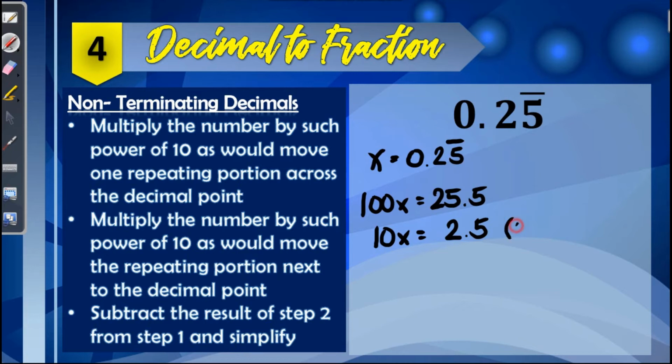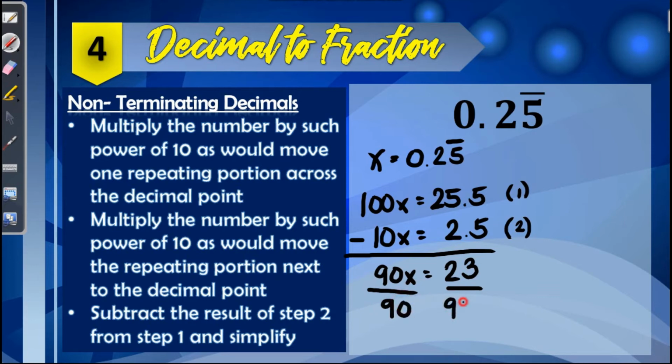So this is the step 2 and this is the step 1. Subtract the step 2 from the step 1. So we will just simply put a minus sign here and then do the subtraction. So here 100x minus 10x, we have 90x. 25.5 minus 2.5, we have 23. Now to solve for x, we have to divide both sides by 90. And by doing this, we will be having a value of 23 over 90. Check if we can still simplify, but in this case, we cannot anymore. This is already in simplest form.